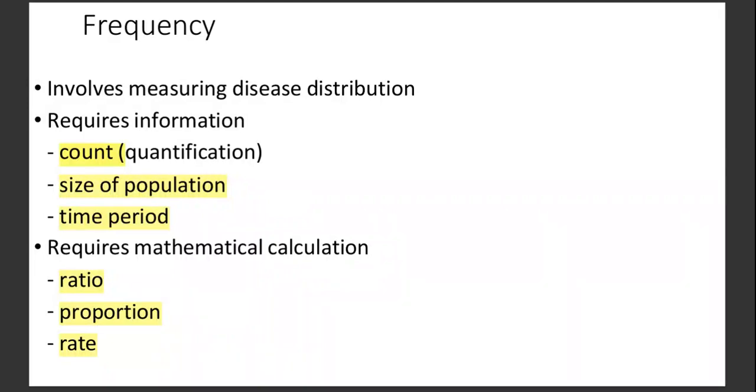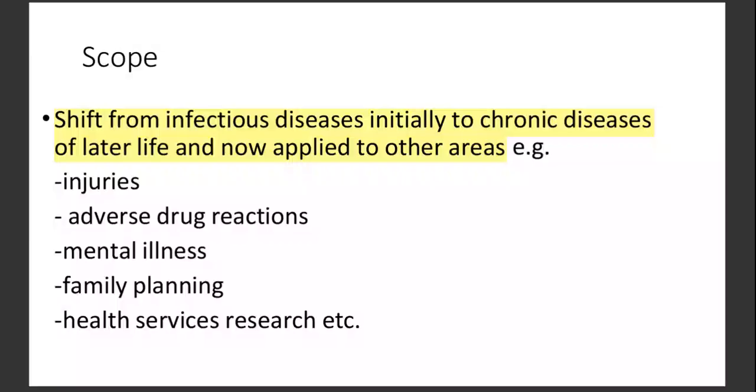Frequency involves measuring this disease distribution, how frequent the disease is, and requires information, for example, a count, the size of the population, and the time period for you to tell the frequency, how often this disease is happening. And it requires mathematical calculations of what we call the ratio, the proportion, and the rate. We'll discuss these in biostatistics more. Okay.